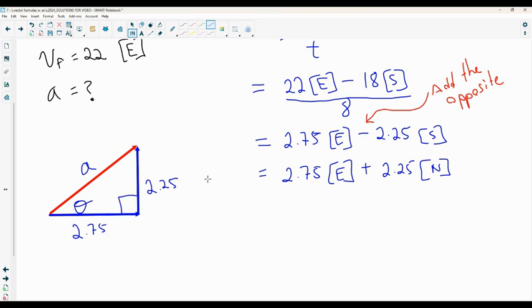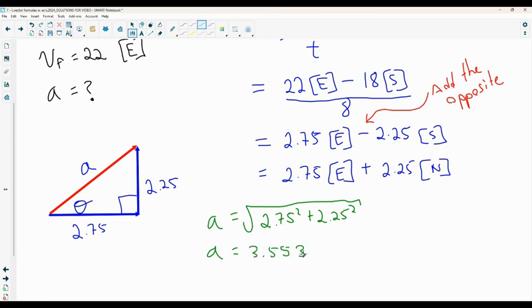Okay, let's do the old dance we've done before, nice and easy. We're going to use Pythagorean theorem. We're going to use our tan ratio. We're really used to this at this point. Let's switch to green so we can see what we're doing. So we're going to say A is going to be equal to the square root of 2.75 squared plus 2.25 squared. What's that work out to? That's 3.55317. Great.